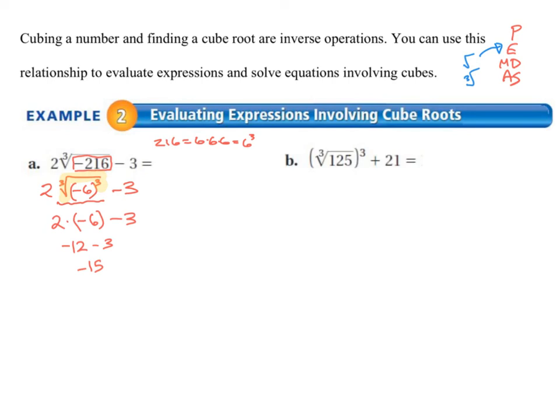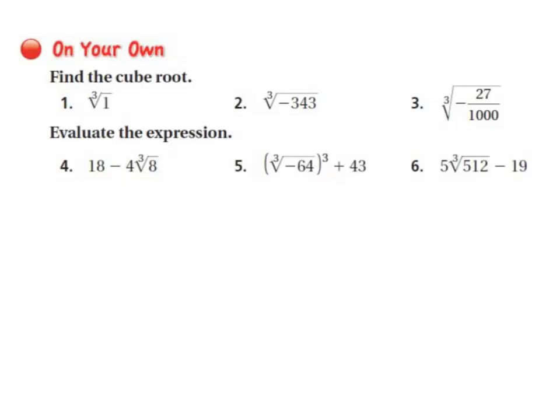In B, you can clearly see that we're cubing a cube root. You might recognize, hey, the cube root of 125 is 5, but then you right away have to go and cube that result. So instead of going to all that trouble, if you recognize that those are inverse operations, this whole thing simplifies down to be 125. So 125 plus 21 is 146. So now it's your turn.